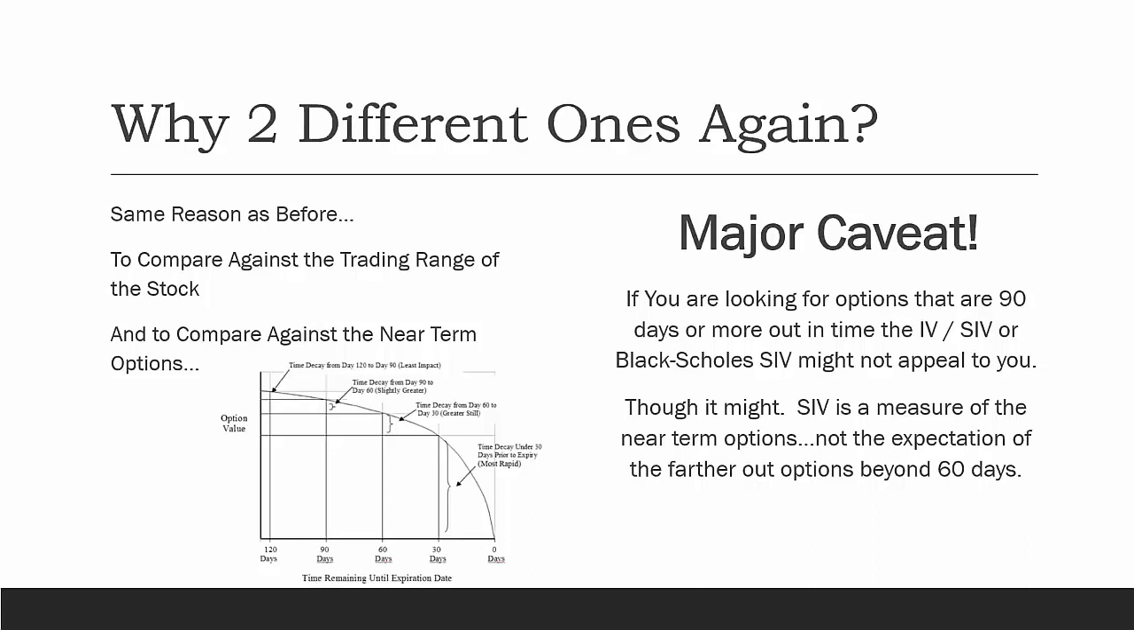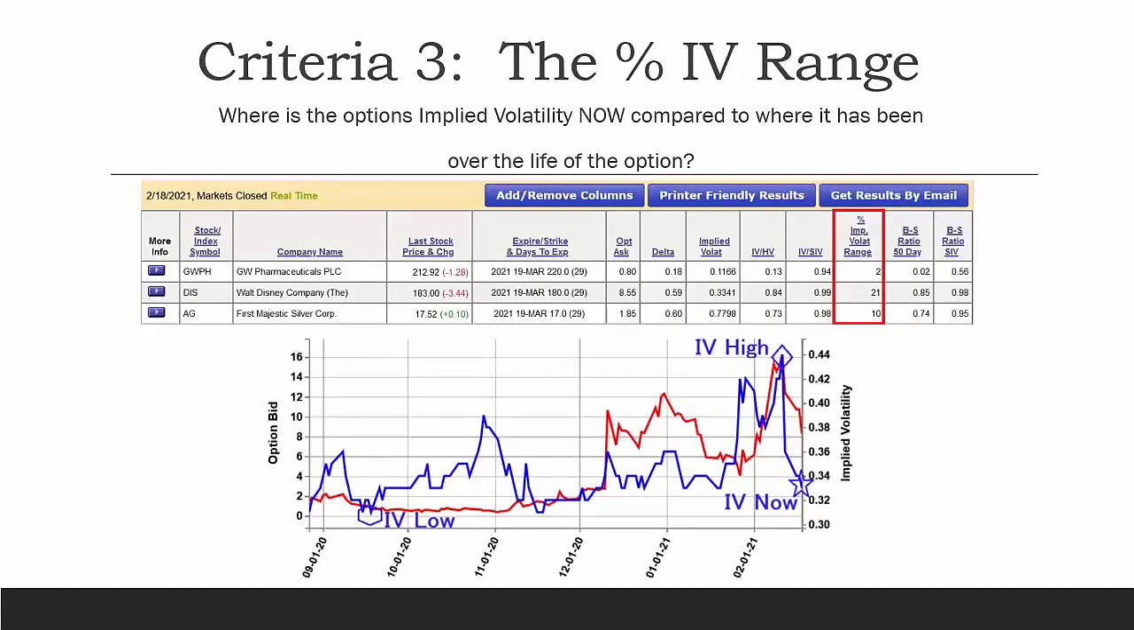But if you're looking to buy calls that are 25, 35, 45, maybe even 60 days out in time, I think using both IV over HV, IV over SIV, and the Black-Scholes 50-day and Black-Scholes SIV ratios, I'd use all four. That third criteria I mentioned is the percent implied volatility range.